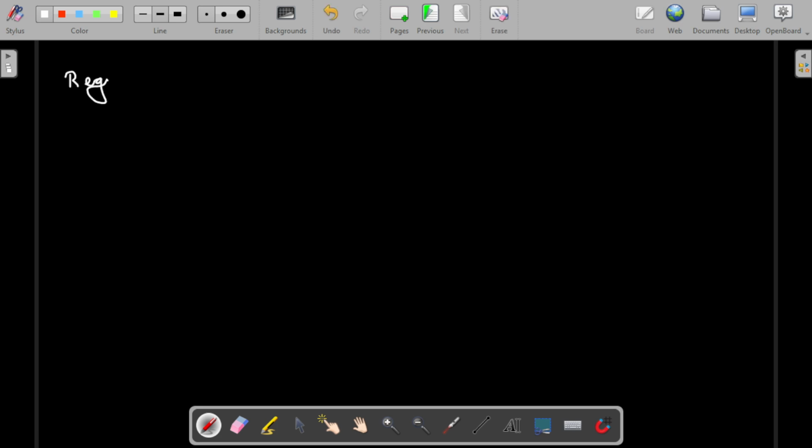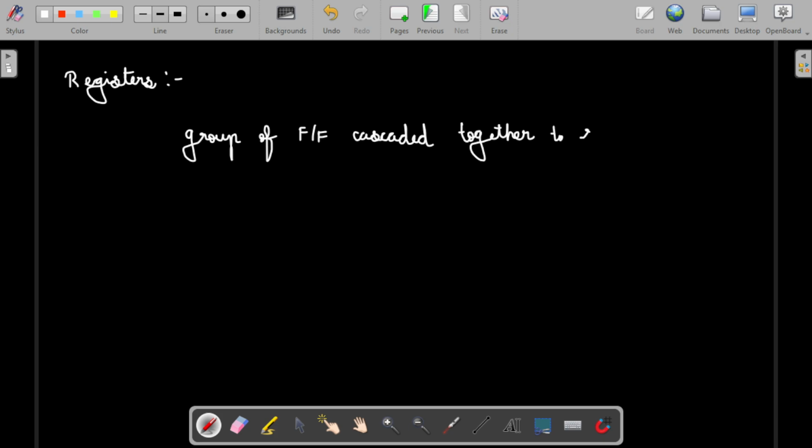So now let's get into registers. Simply, a register is nothing but a group of flip-flops cascaded together to store data. Ultimately we have to store data. A flip-flop will store 1 bit, right? With the help of register grouping, we can store 8 bits or a byte of data. An n-bit register contains n flip-flops which can store n bits of data. Based on the applications, registers are classified into 2 types.